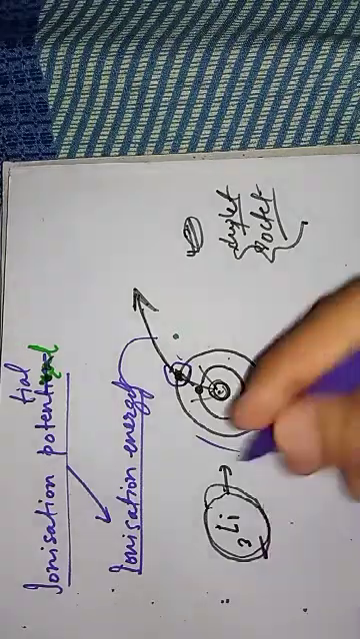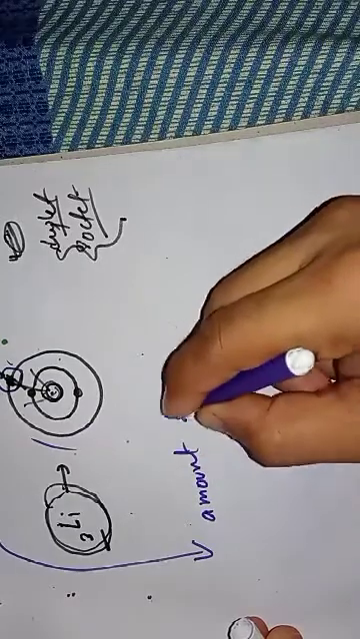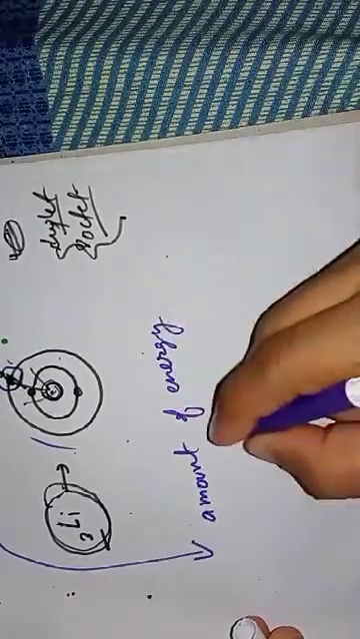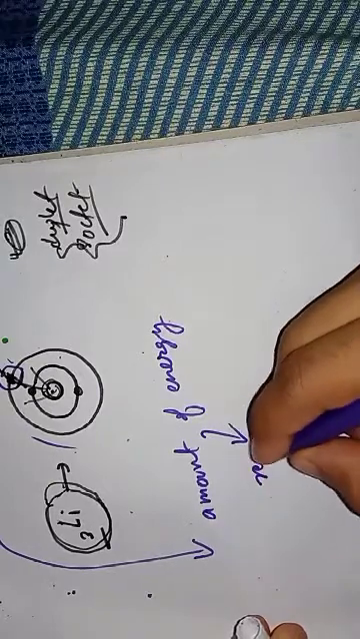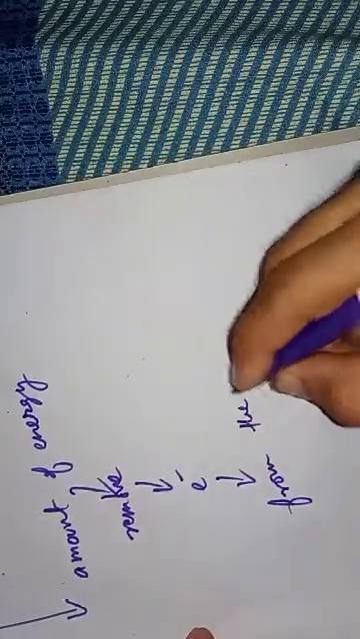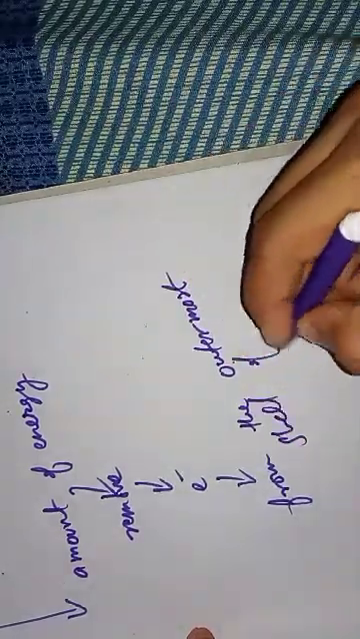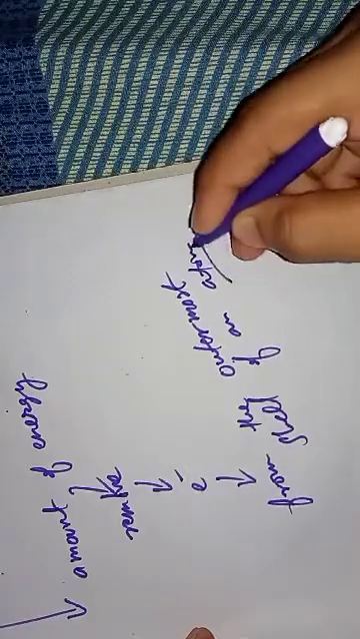So what is ionization energy? It is the amount of energy that is required to remove an electron from where? From the outermost shell of an atom, in simple words, or in technical words, an isolated gaseous atom. You have to memorize this. Okay, it's very important.